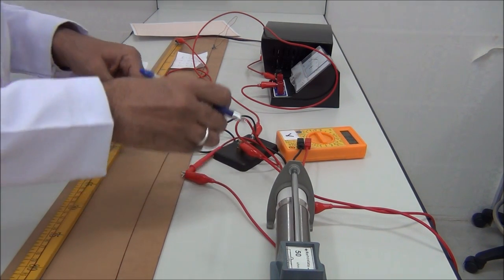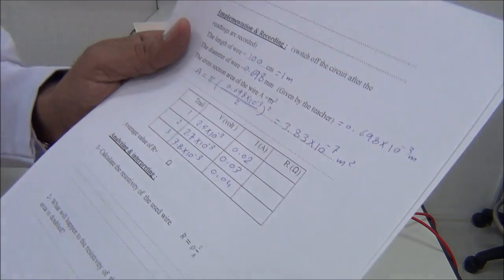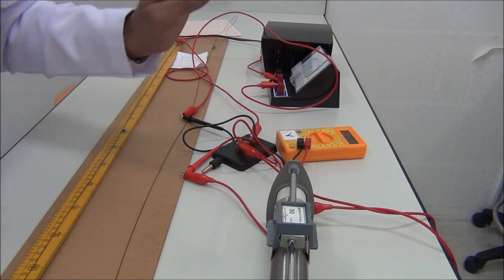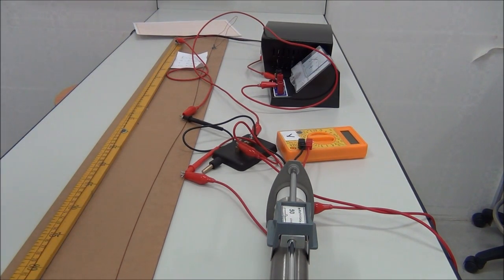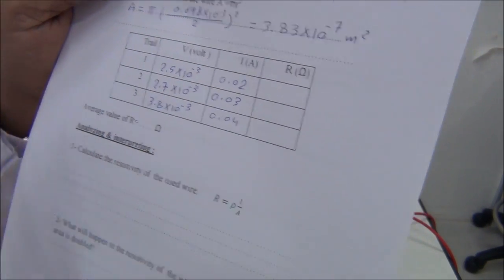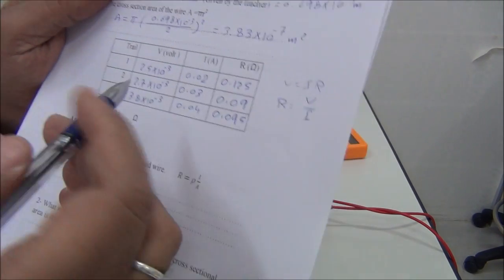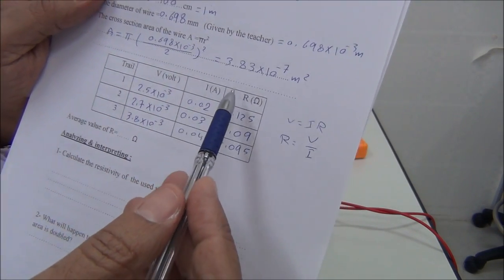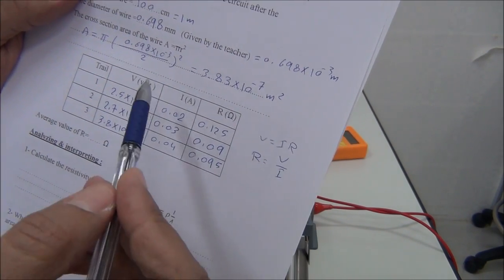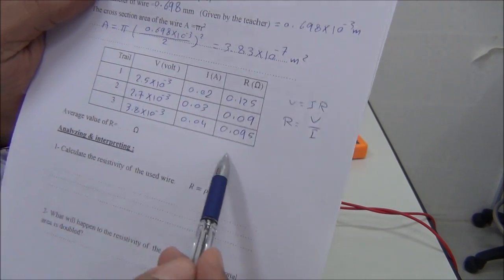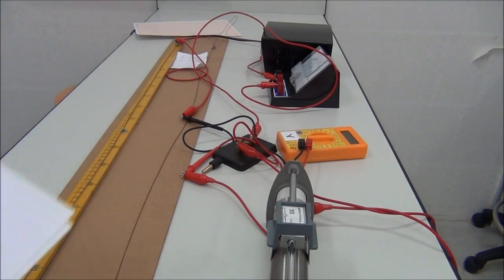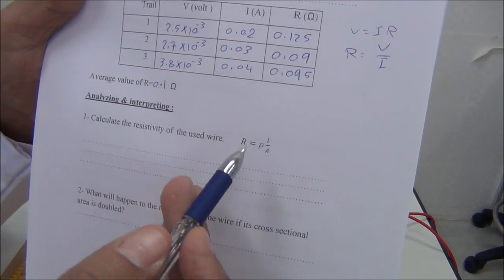Now we take another reading. Now we take the three readings, okay? But take care when you take the reading of millivoltmeter. You have to wait 2 steps. Then we start to calculate. Here we need to calculate R in each step. Now we finish the reading of voltmeter and we calculate the resistance in each one. Remember V equals IR, so R equals V divided by I. So we divide V by I in each. The average value of R, we add them up and divide by 3. So the average is 0.1 ohm.